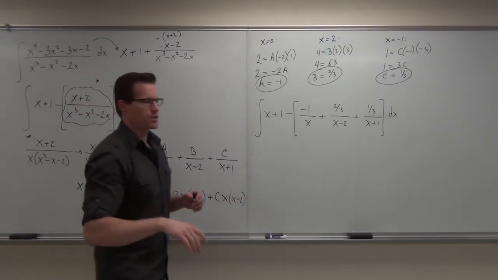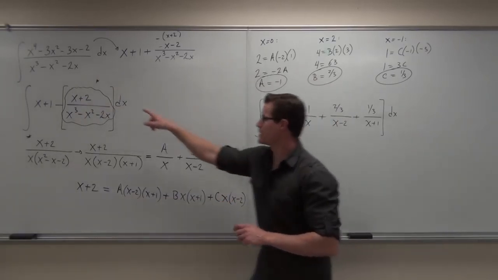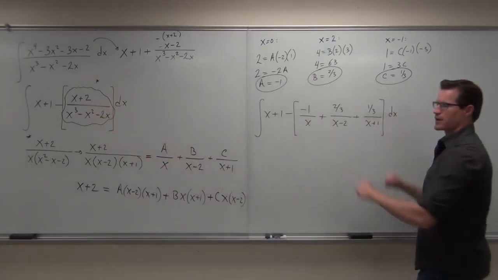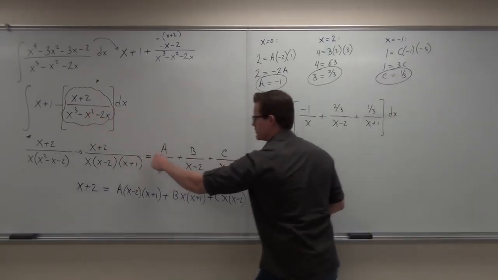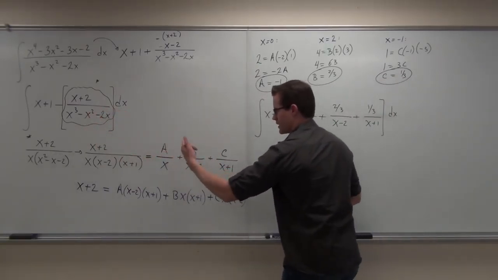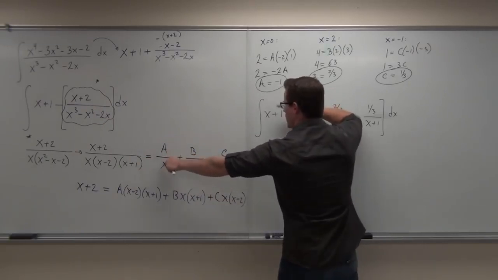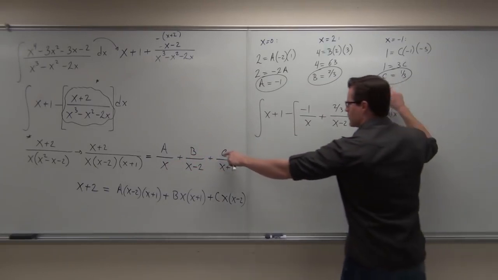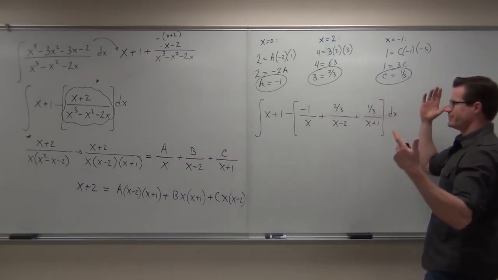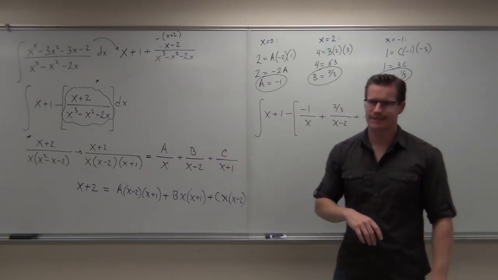Let me double check to make sure you guys are good with it. Do you see how this becomes these 3 fractions? We found a, b, and c, right? So if we know this is equal to a plus b plus c over these relative denominators, we got -1 over x. Perfect. We got 2/3 over x minus 2. Got it. We got 1/3 over x plus 1. Not a problem. What are we going to do next?